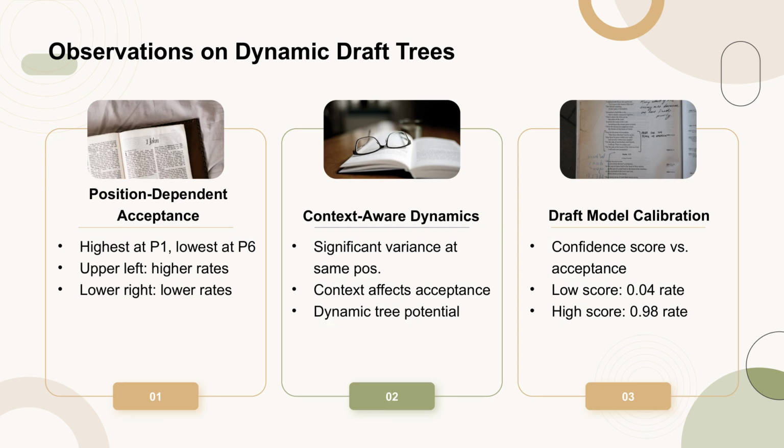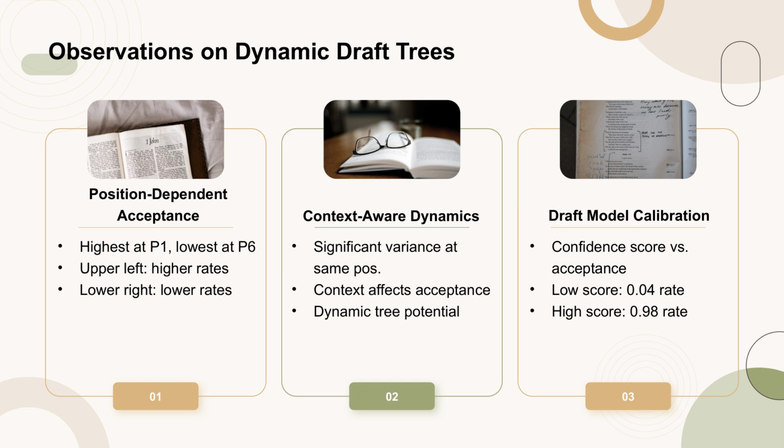In this section, we examine the acceptance rates of draft tokens in dynamic draft trees. We found that these rates are significantly influenced by the position of the tokens within the tree. Specifically, tokens at position P1 have the highest acceptance rate, while those at position P6 have the lowest. Tokens in the upper left part of the tree generally have higher acceptance rates compared to those in the lower right. However, we also observe that the acceptance rate at the same position can vary widely, indicating that context plays a crucial role in determining whether a token is accepted. This suggests that a context-aware dynamic draft tree could be more effective than a static one.